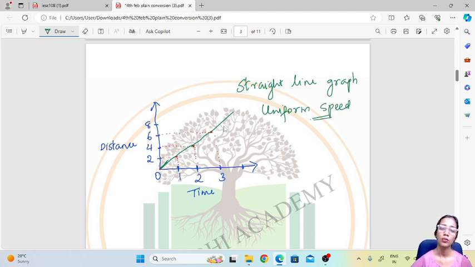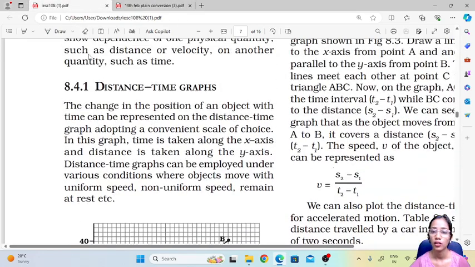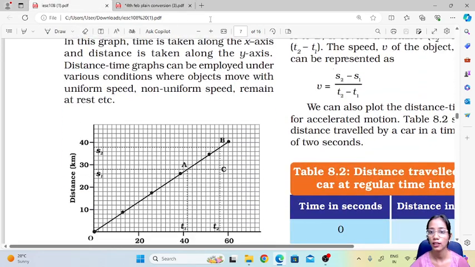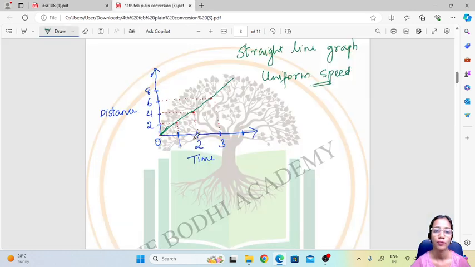Okay, now we know that this graph will tell us the speed because the variables are distance and time. So there is a formula which we have to use for this graphical method to find the speed. What you have to do is consider 2 points on the x-axis and 2 points on the y-axis. For example, I will consider these 2 points now.